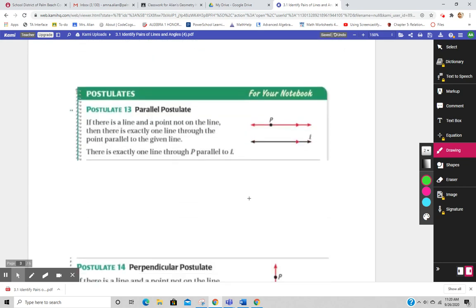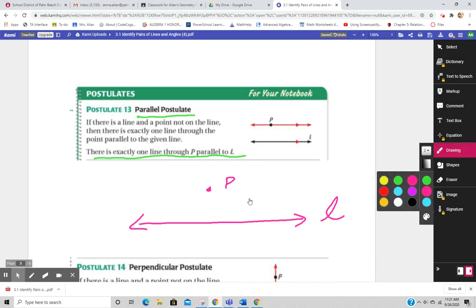Okay, now we're talking about more postulates. It's postulate 13, the parallel postulate. It says there's exactly one line through P parallel to L. Let's sketch that out. If you have a line, let's call it line L, and you have a point that is not on the line, we'll call it point P, there's exactly one line that can be sketched out that would go through P and that would be parallel to line L.